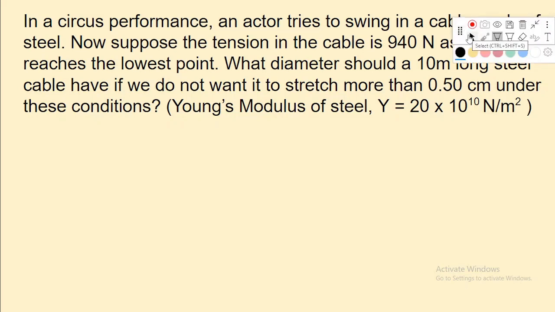So here a circus performer is swinging on a steel cable, and when he reaches his lowest position, the force acting on that cable is 940 Newton, and the maximum expected elongation of the cable is 0.5 centimeter. So for that, what should be the diameter?